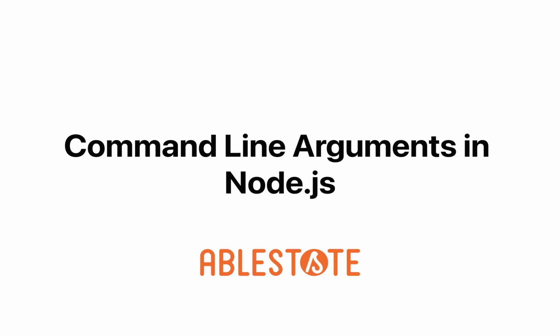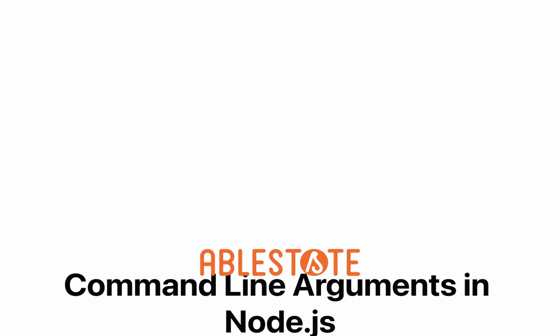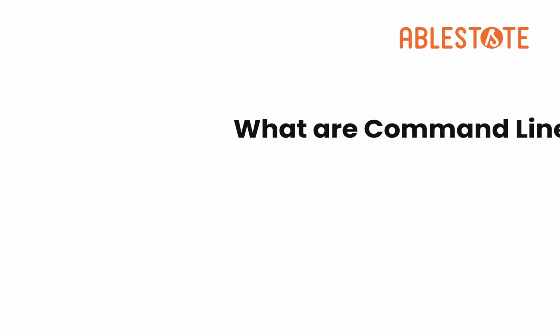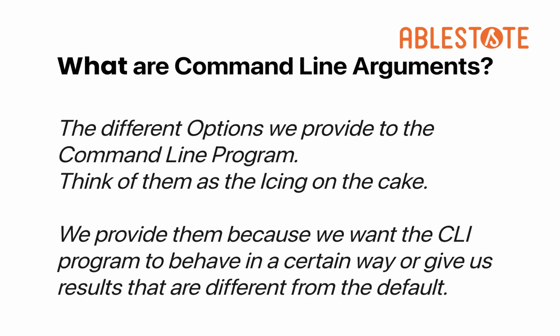In this episode, I'll show you how to work with command line arguments in Node.js. If you didn't watch the introduction episode, I'll leave the link in the description below. What are command line arguments? Command line arguments are the different options we supply to a command line program. In our case, the command line program is the Node.js script that we shall create.